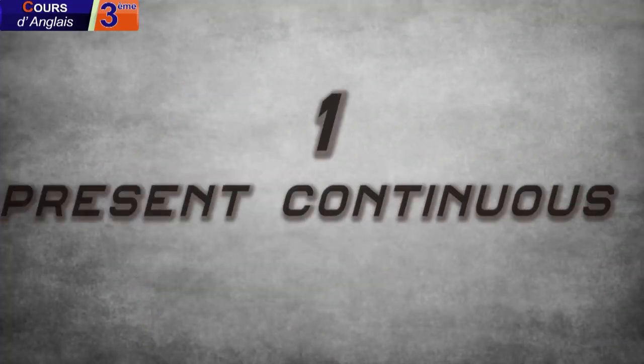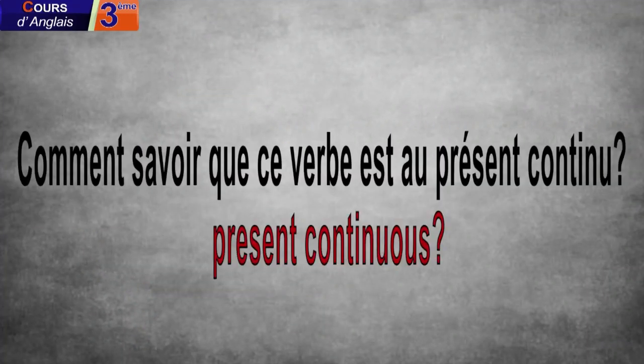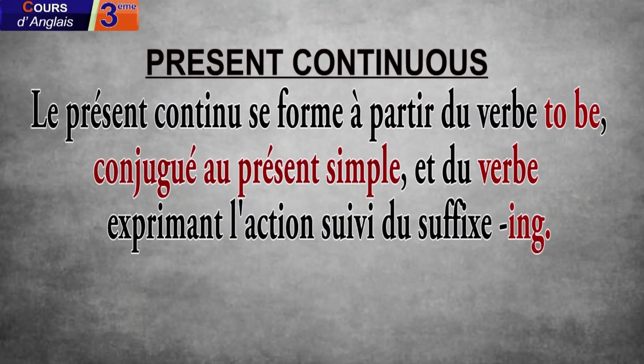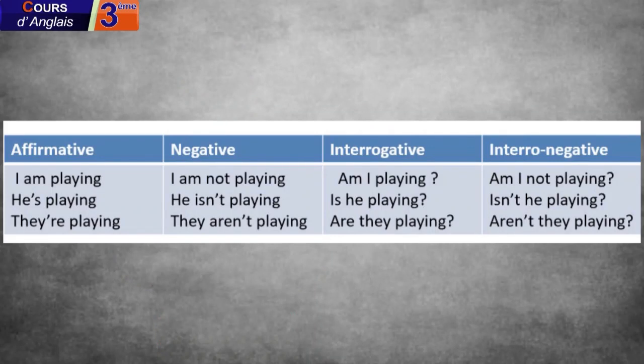The first one we're going to see is the present continuous. How can we know that this verb is in the present continuous tense? The present continuous is to be in the present form plus the verb plus ing. So in the affirmative form, let's take the verb to play. I am playing. He is playing. They're playing.